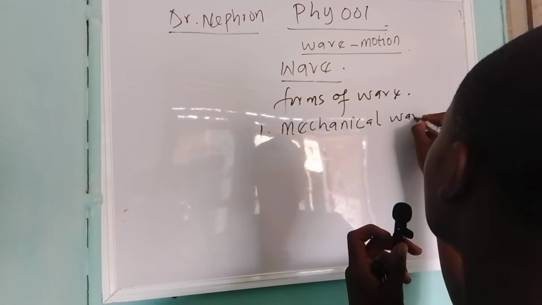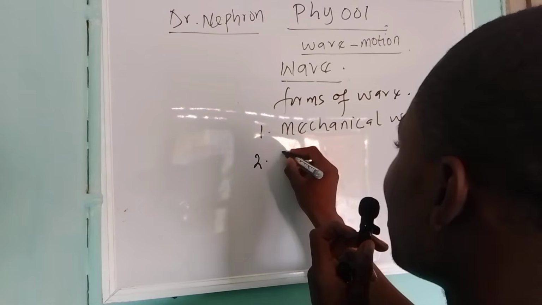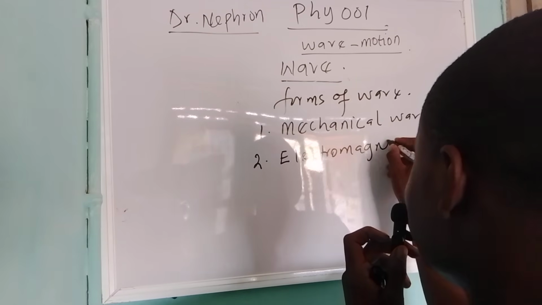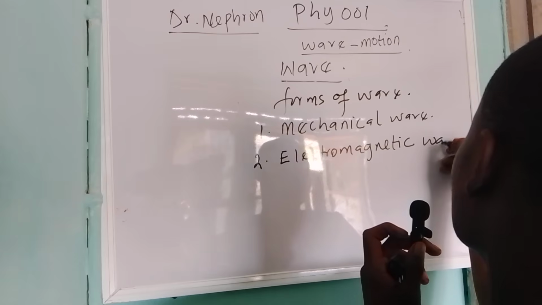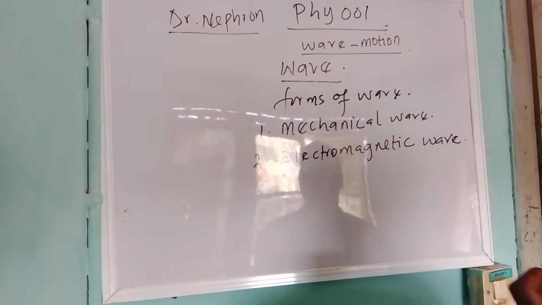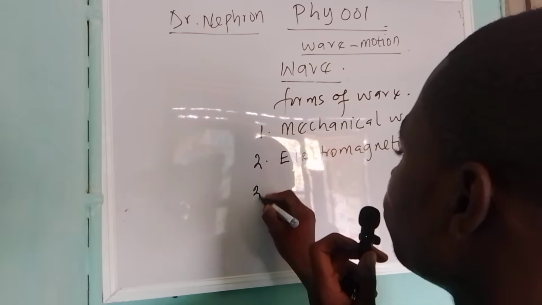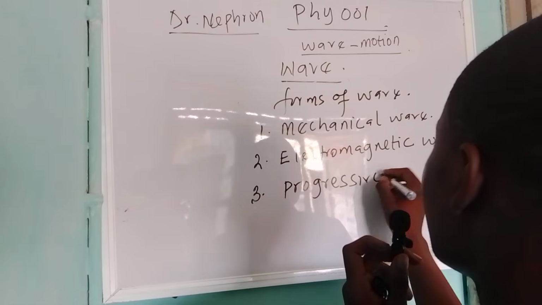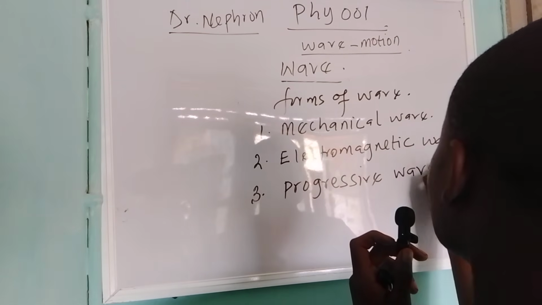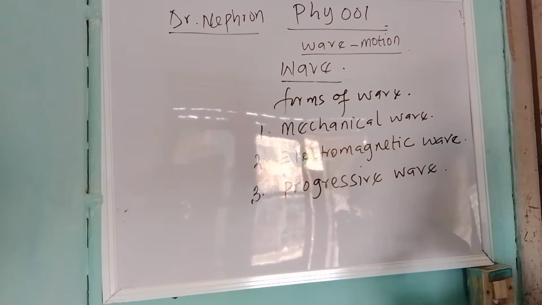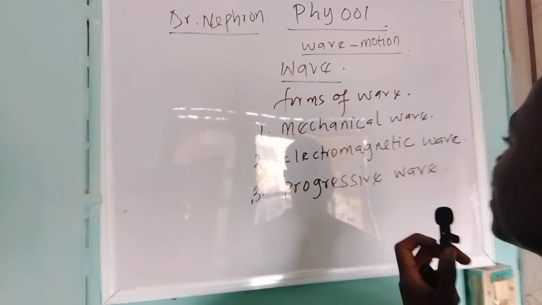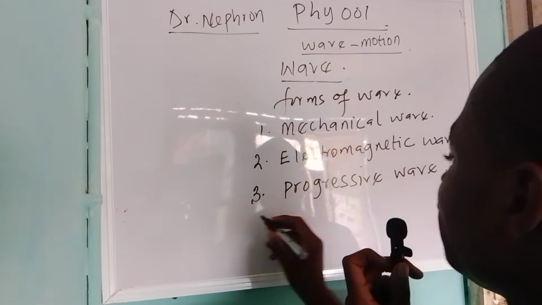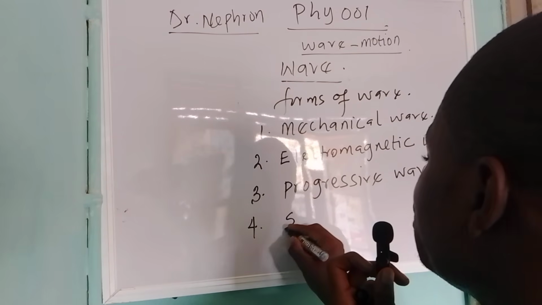Mechanical wave. Number two, we have electromagnetic wave. We have progressive wave. Now, you can see the forms of wave that we have. Number one is mechanical wave. Number two is electromagnetic wave. Number three is progressive wave. And number four, we have stationary wave.